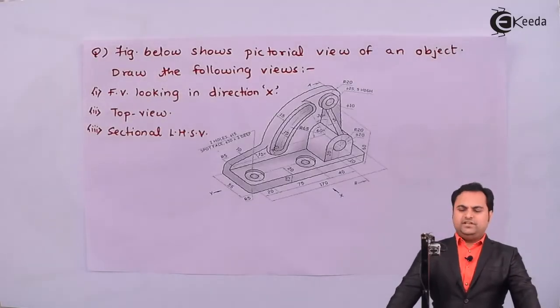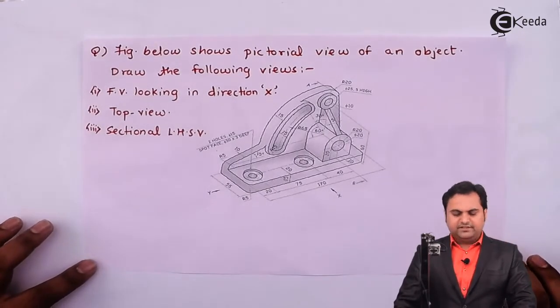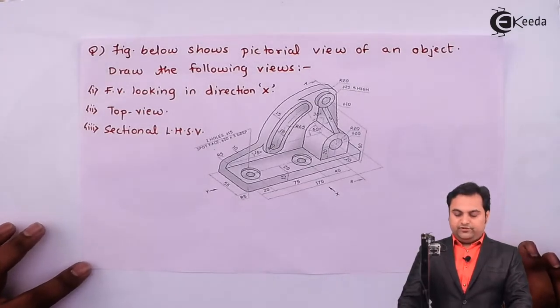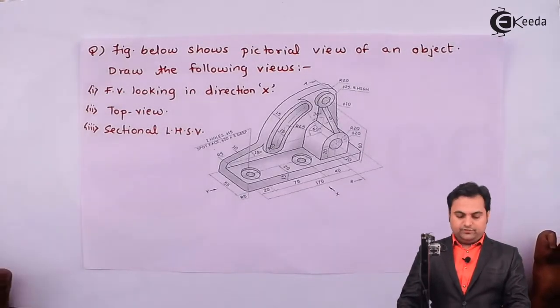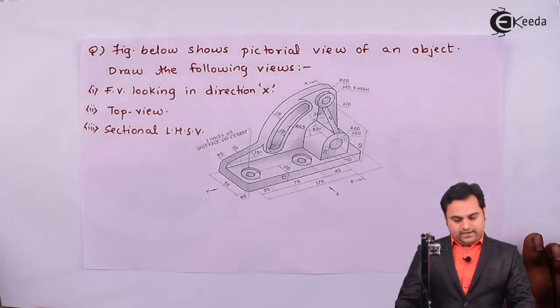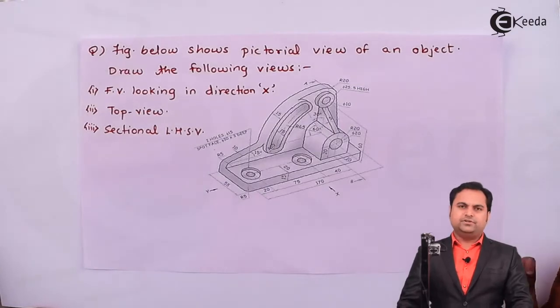Here in this video, we'll see a problem on sectional orthographic projections. For that, here is a question. Figure below shows pictorial view of an object. Draw the following views. Number 1, front view looking in direction X. Second, top view. And the third one, sectional left hand side view. So this is the question given to us.